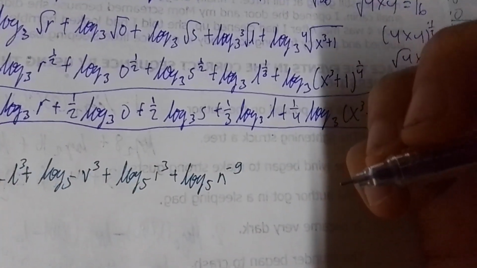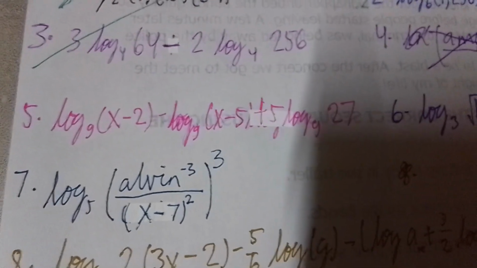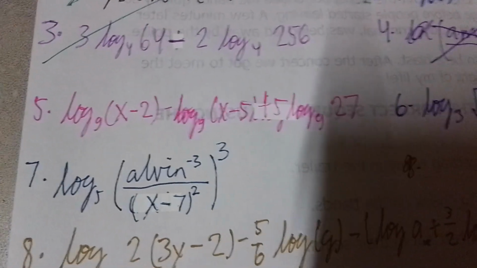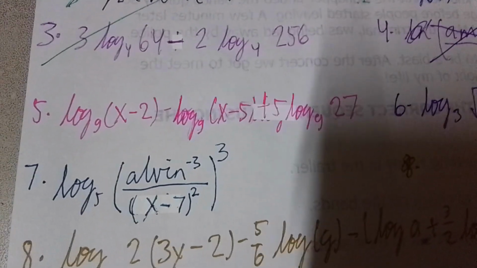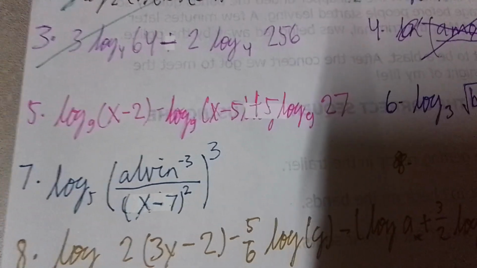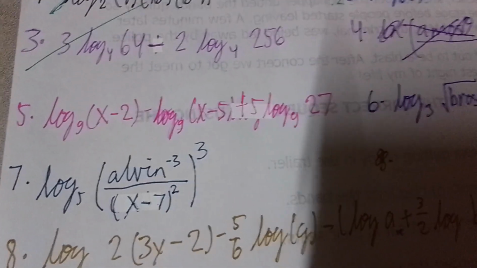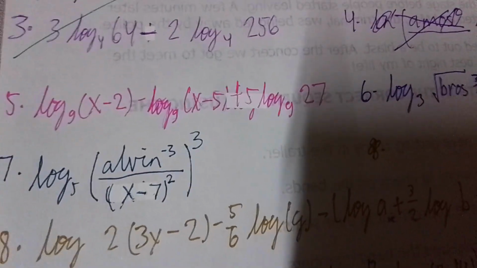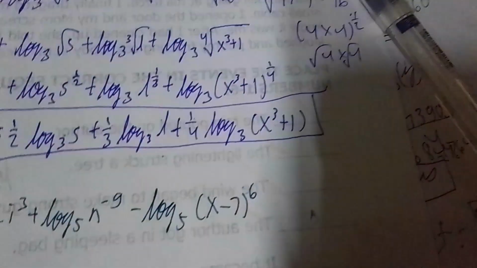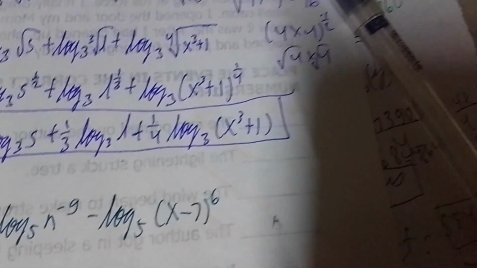But are we done? Nope. We're still not done because we still need to do the denominator. For the denominator, we have x minus 7 squared. We can distribute the exponent to the number below. So it's going to be minus log base 5 of x minus 7 raised to the 6th power. Right? That's possible. And it's negative, right?